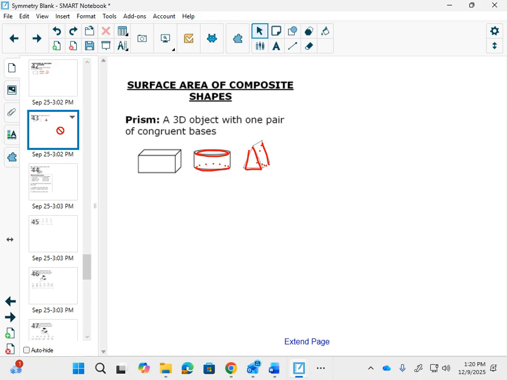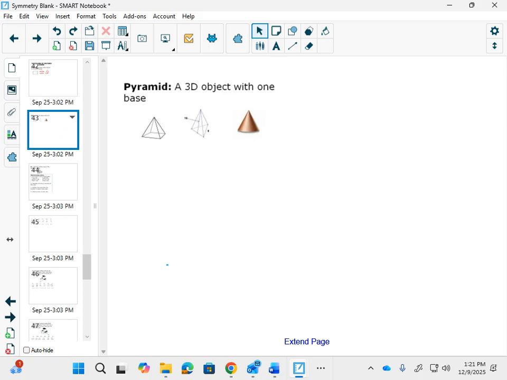It looks like the computer is stalled a little bit. There we go. There's our pyramids.